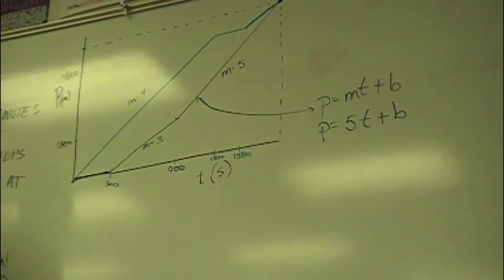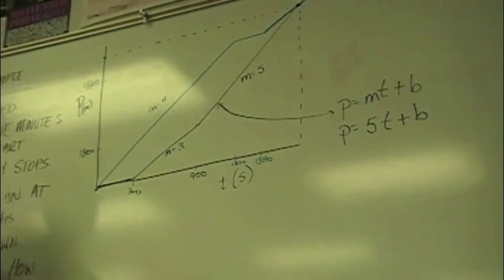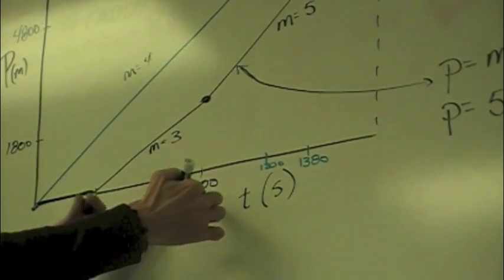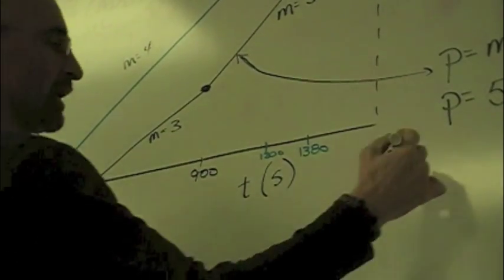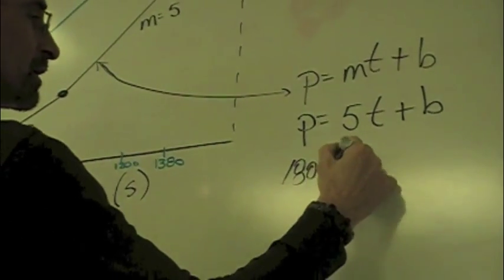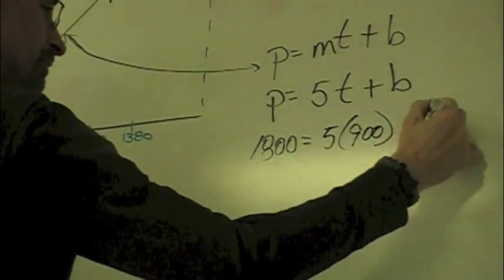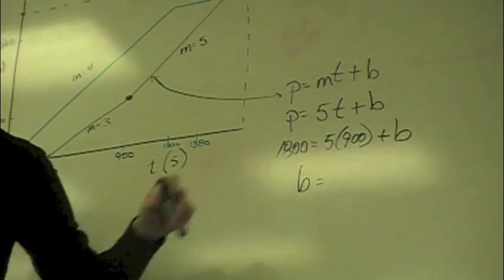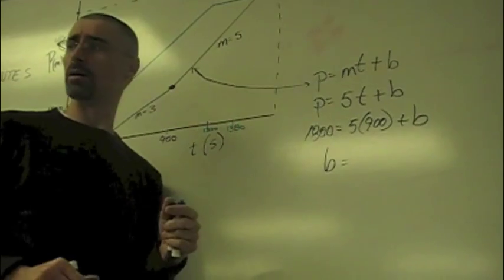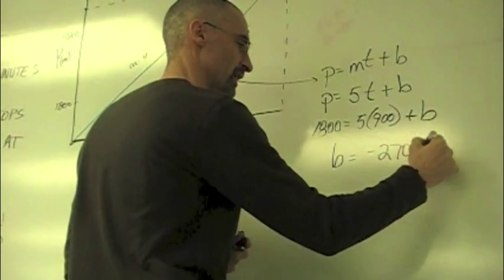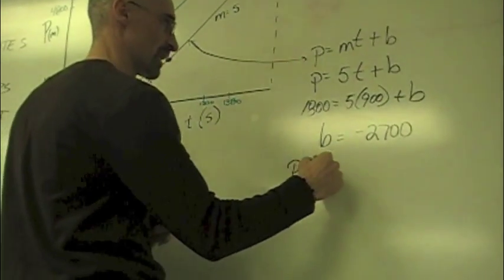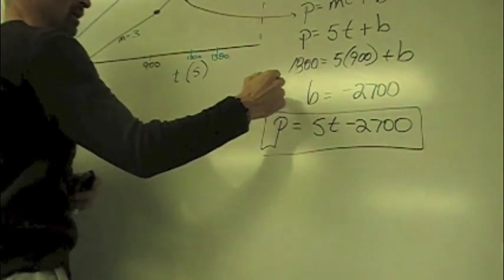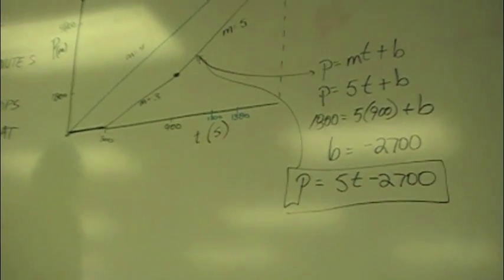Okay. Now, do we know a point on that line? I'm pretty sure we know what? That point. And if we know that point, I think it is point 900, 1800. Could we put in 1800 for the position and 900 for the time, and then end up solving for my b? What's 1800 minus 4500? Negative 2,700. So could I come up with an equation that looks like P equals 5t minus 2700 as the equation for that line? We good? Okay.